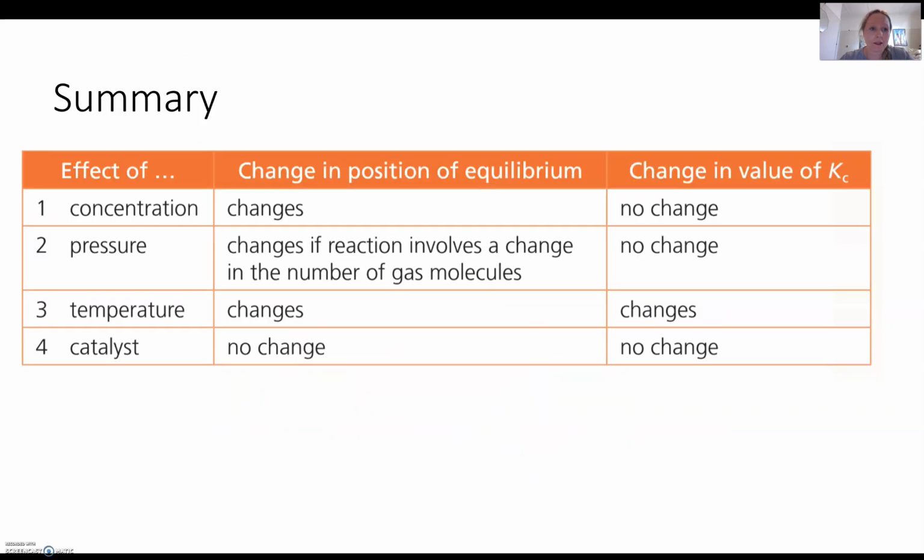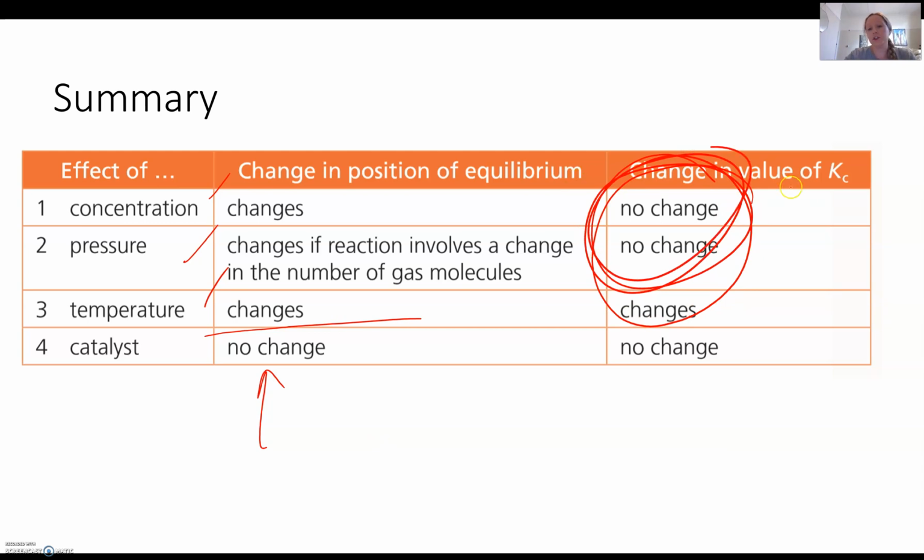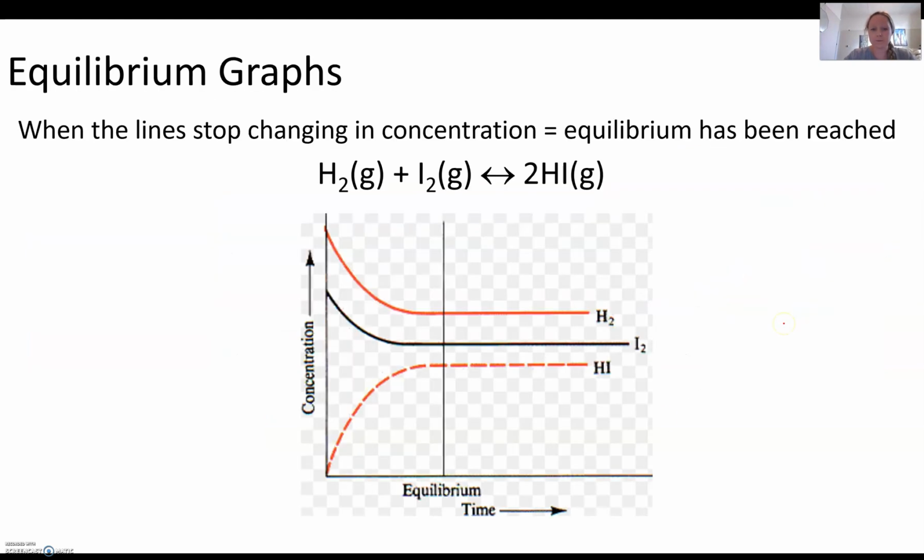So here's a wee summary of what happens to the value of Kc and your changes to equilibrium. So concentration, pressure, and temperature will all change your equilibrium position. A catalyst won't. And then the first two, concentration and pressure, will not change Kc, but your temperature will, and that's really important, and then a catalyst won't.